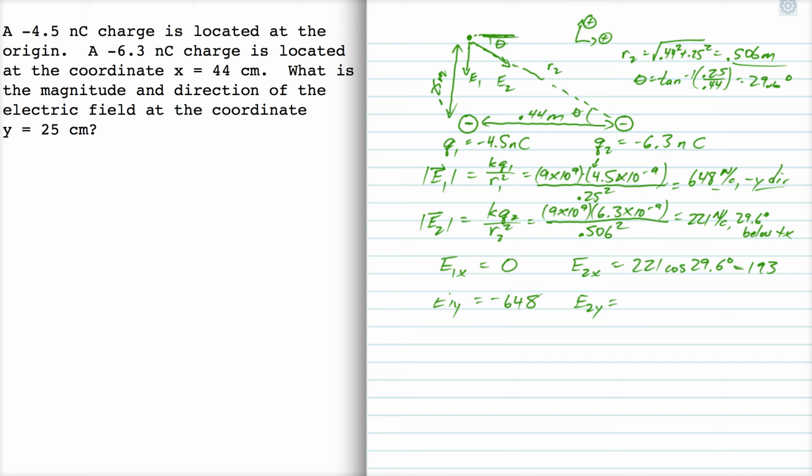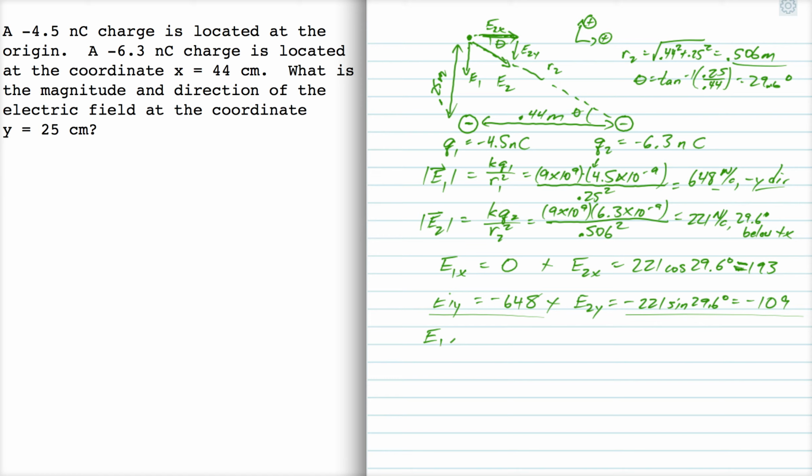And then E2y, that's also in the minus y direction, right? Here's E2x. And here's E2y. So that points in the minus direction, so that's minus 221 sine 29.6, so that's negative 109. Okay, so now I add them up, and I get my, well, I guess I'm adding these up, aren't I? I usually do this a little differently.